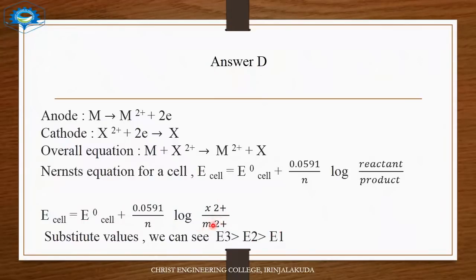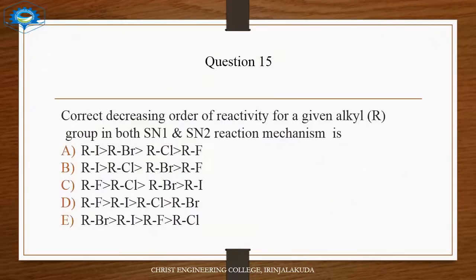When we substitute its values in the main equation, in the logarithmic term, this part, that is the concentration part, the concentration is given in the bracket. In each case, the concentrations of X2+ and M2+ you can see in the bracket, aqueous, comma, bracket. Substitute the values and you will find this answer: E3 greater than E2 greater than E1.